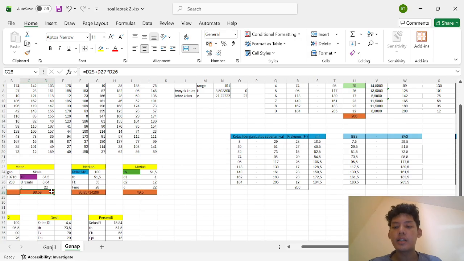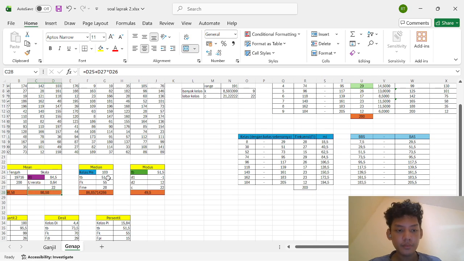Let's calculate the group median. The median is the middle value of the group. The first step is dividing the total by 2. Then I use the cumulative frequency to determine the median class. After finding the median class, I use the group data median formula.